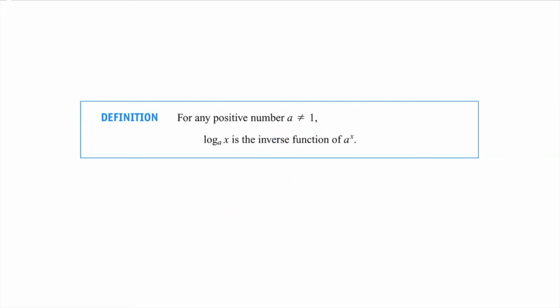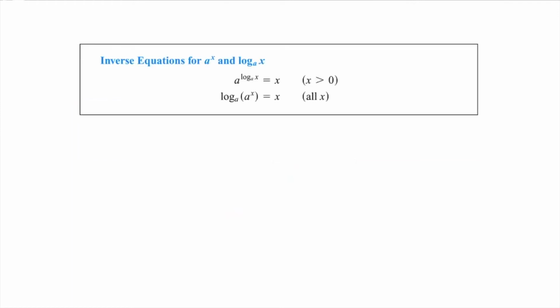So again, for any positive number a not equal to 1, log base a of x is the inverse function of a to the x. And you have these inverse properties for a to the x and log base a of x. a to the power log base a of x is equal to x for all x greater than 0, because that's the domain of the logarithm. Log base a of a to the x is just x, and that's good for all real numbers x.